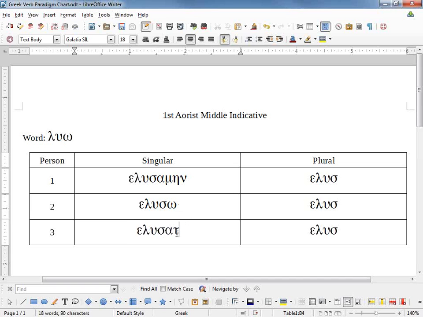The third person singular is alpha, tau, omicron, elusato. Then the first person plural is alpha, mu, epsilon, theta, alpha, elusamatha. Second person plural is alpha, sigma, theta, epsilon, elusaste. And then finally, the third person plural is alpha, nu, tau, omicron, elusanto.